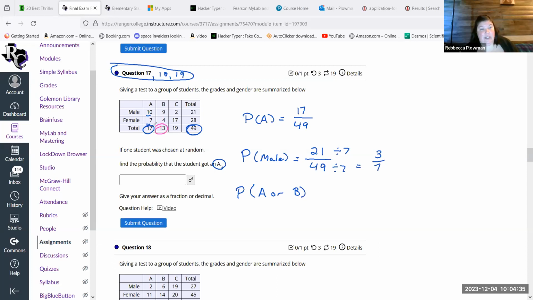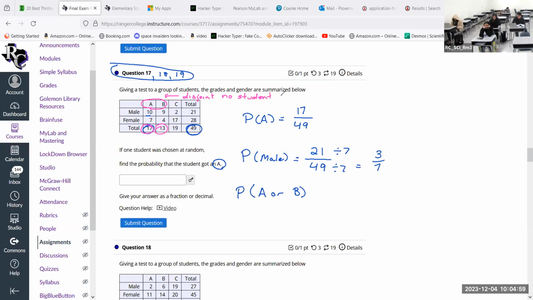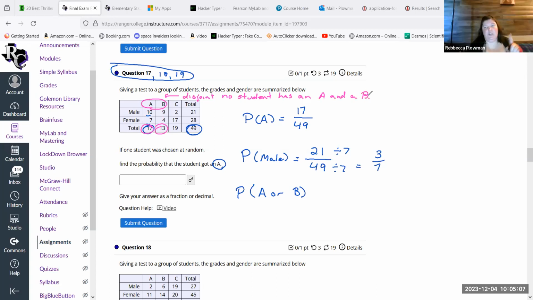So this is a case where these do not overlap. I'm trying to remember if we used the term mutually exclusive, but these are disjoint. I remember that was one of the terms we used. We can have students with A's, we can have students with B's, but no students have both. So we're just assuming this is one class. You do not have an A and a B in one class. You either have an A or you have a B as your final grade.